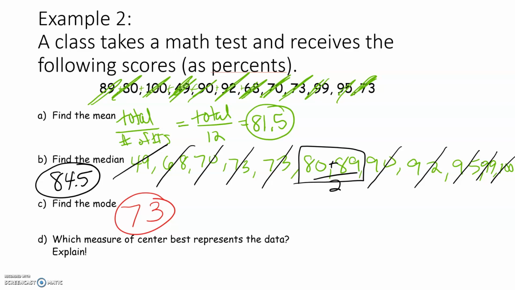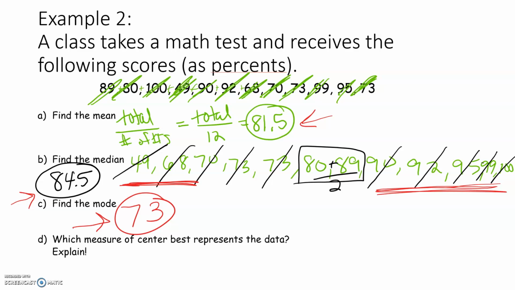Okay, now we're going to figure out which measure of center best represents the data and explain. Do we think more of the numbers are closer to 100? Do we think more of them are closer to 49? And then which number do we think represents that center the best? Okay, so in between those two numbers. So remember, 49 is the low end, 100 is the high end.